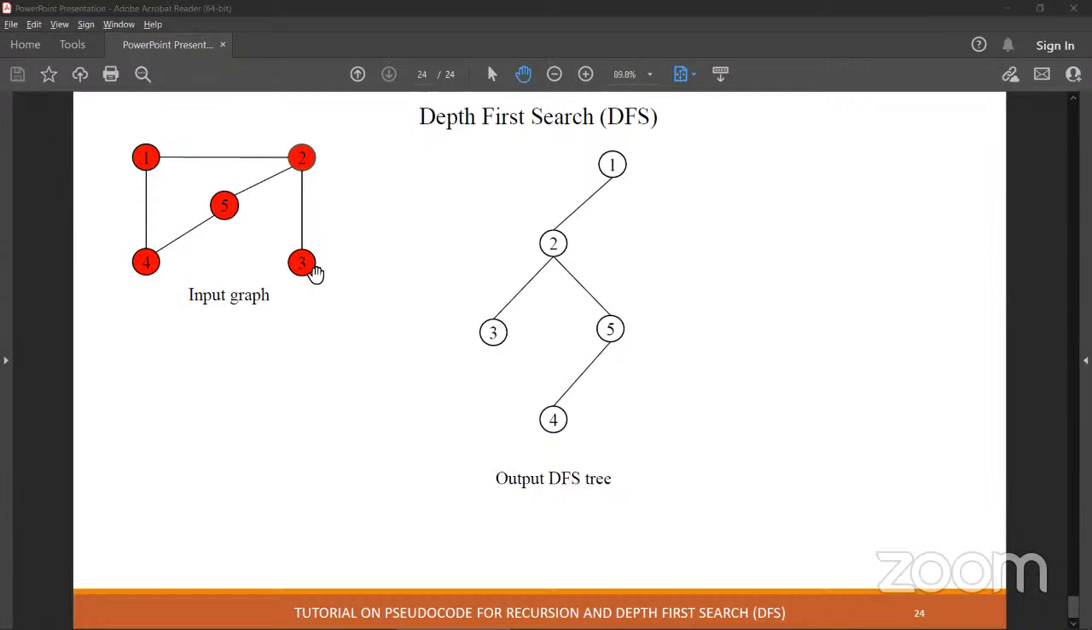But you told us that when two edges are there, we will choose the smaller one first. Correct, from the starting point, always from wherever you begin. If there are two or more possibilities to explore, you explore the one with the smaller value. That's what we are following in the CT course. Okay, thank you, sir. Sure.